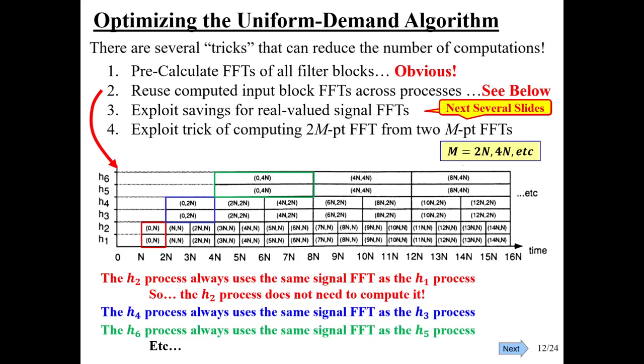And then there's another little trick that says there are places where I will need a 2M point FFT that really comes from the same data that is spread across two smaller FFTs. And so you might think, hey, if I took a block and I took another block and I did the FFTs of each of them, is there any way to take those two FFTs and just directly convert them into this longer FFT? That kind of makes sense that there should be a way to do that. And in fact, there is, and we'll take a look at that.